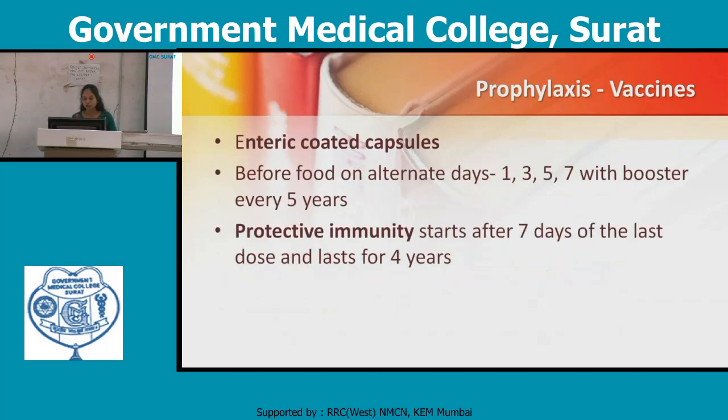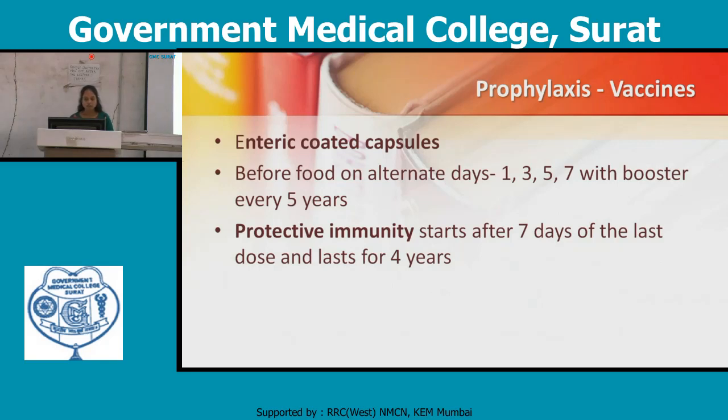Prophylaxis with this vaccine: enteric coated capsules before food on alternate days, 1, 3, 5, 7, with booster every 5 years. Protective immunity starts 7 days after the last dose and lasts for 4 years.